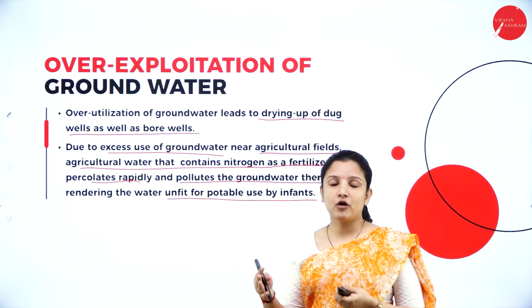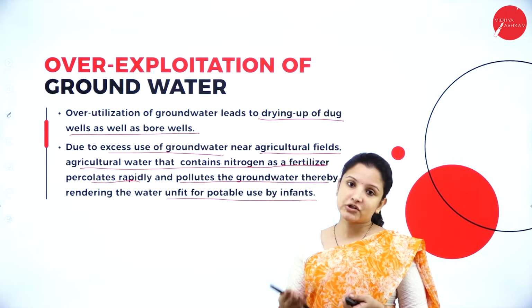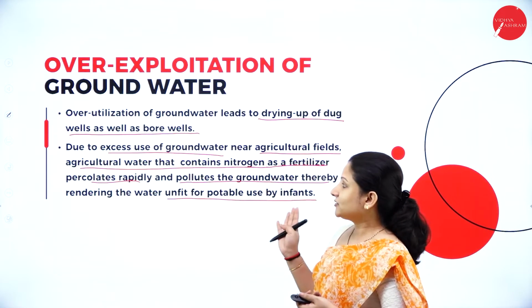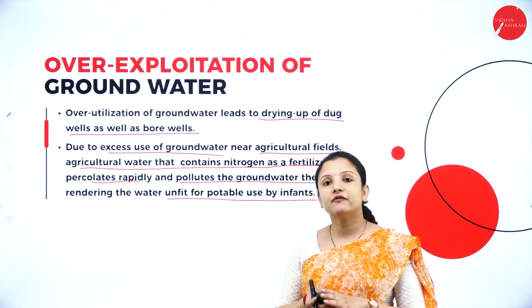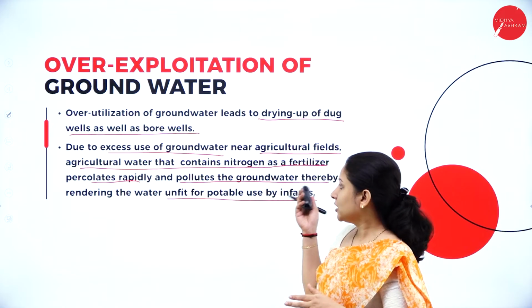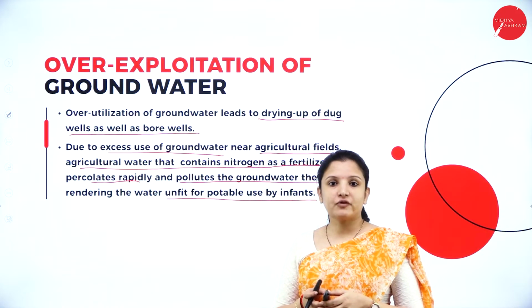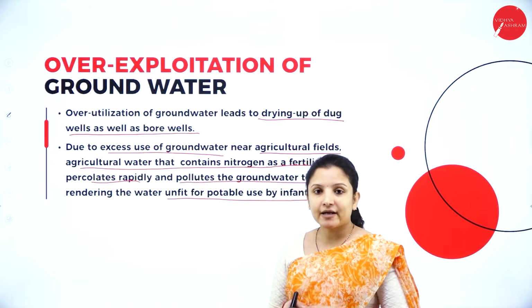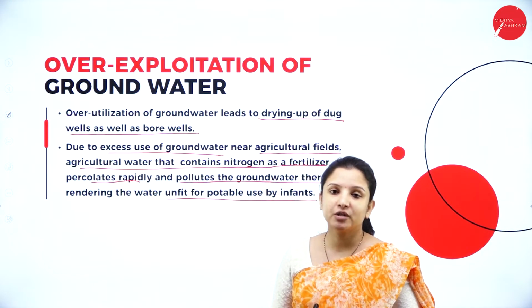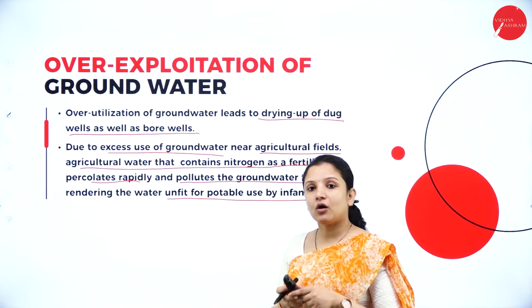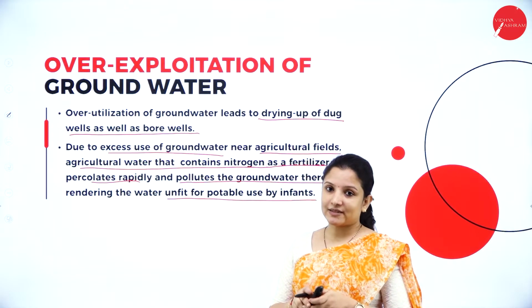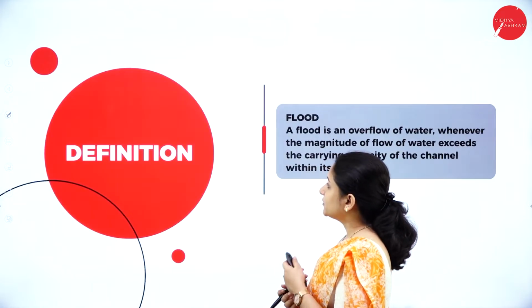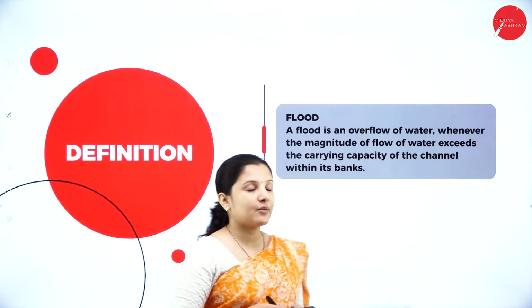Nitrogen is not good for infants, babies or small children especially. So, that is how the overexploitation of groundwater for agricultural purposes can lead to the depletion of the groundwater level. So, these are the various factors which are responsible for the depletion of the groundwater as well as the surface water. So, next, moving further, let us study about flood.